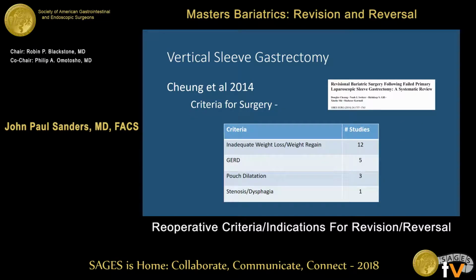So Chung et al., back to that study as well, looked at the indications for surgery for his revision of the lap sleeve, and he found these 4 categories, and I think you can fairly easily lump these together into pouch dilatation, probably contributing to inadequate weight loss, potentially, and then GERD, probably also including stenosis and dysphagia. So when you're talking about criteria for surgery for the sleeve gastrectomy, you're really talking about inadequate weight loss or weight regain, and GERD or some form of stenosis causing some form of reflux or dysphagia issue.